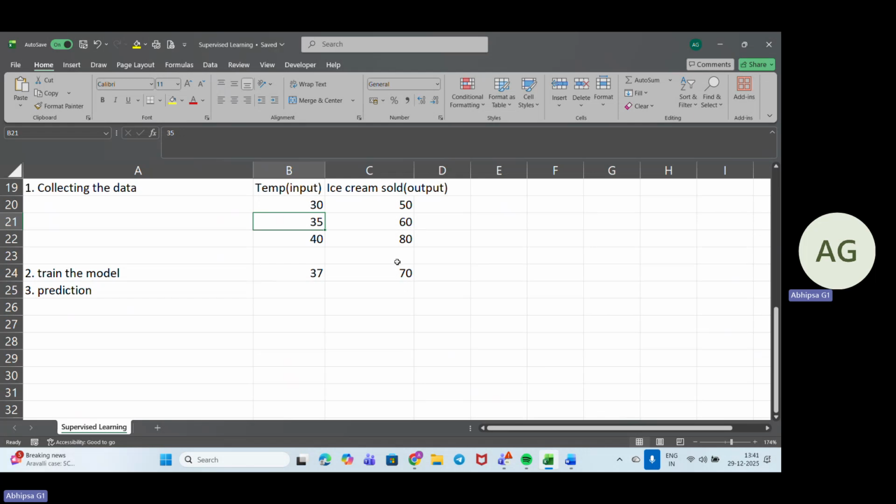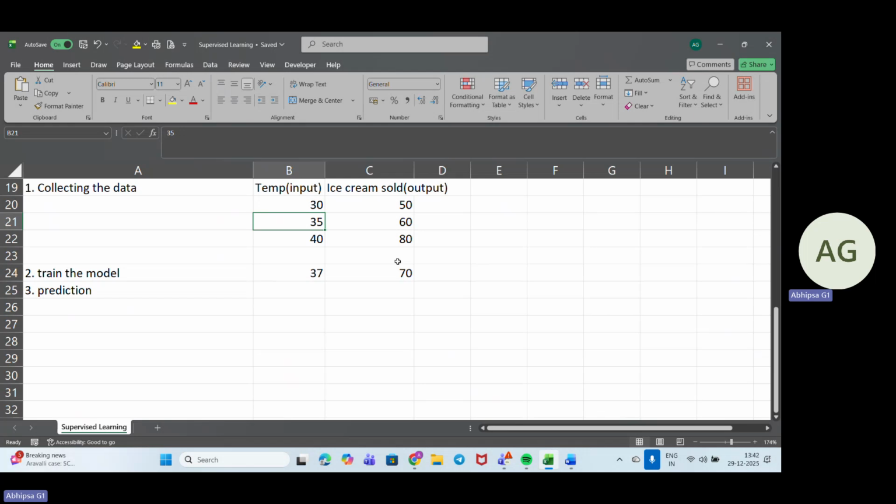So we'll get it around 70. Okay. So this is the way we are getting it. Now, this is the way we are getting the things done. So this is called supervised learning, because there is always a correct answer that is already given to the model in the training phase.